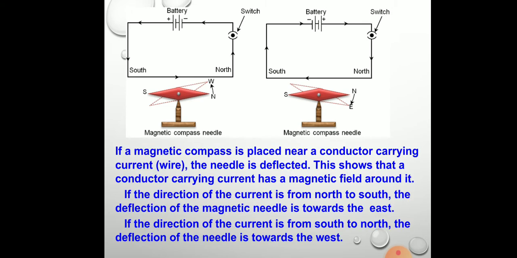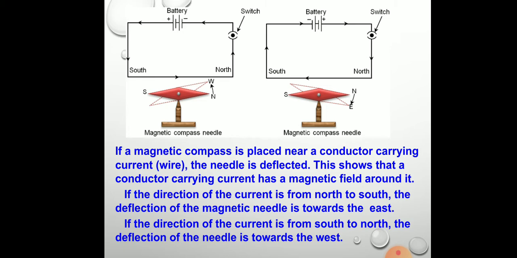So if a magnetic compass is placed near a conductor carrying current, it gets deflected because it shows the presence of a magnetic field around the current carrying conductor. If the current is from south to north, the north pole moves towards the west, and if the current is from north to south, the north pole moves towards the east. So this shows that when the current direction is reversed, the direction of the magnetic field also changes.